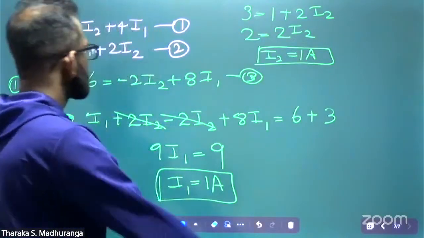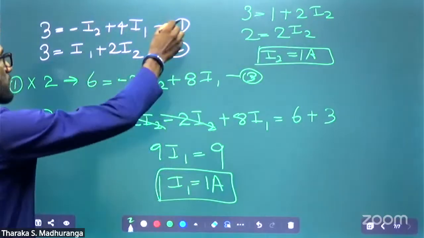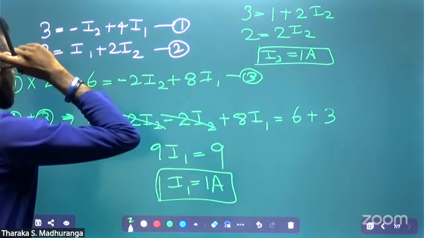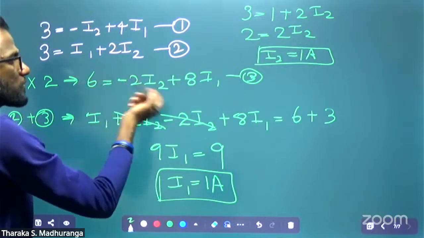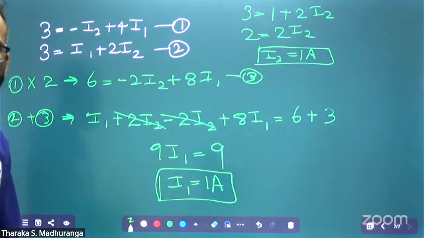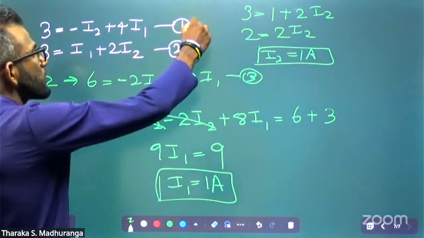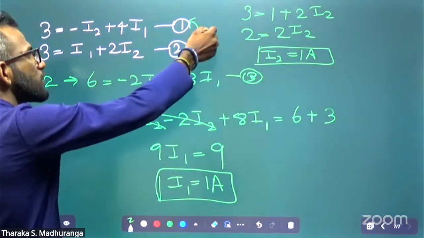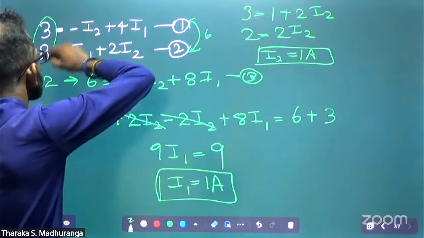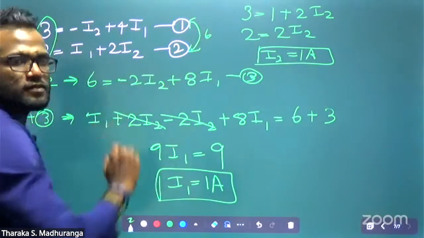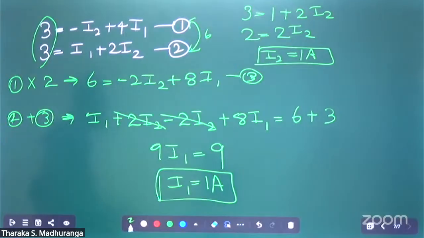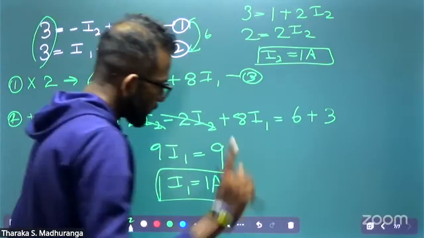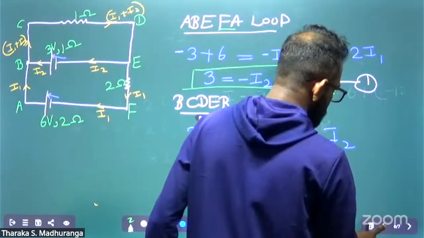No, it is not 6. First equation plus third equation, then it is 3 plus 6, it is 9, not 6. You can't add the first equation and second equation. If you add first and second, it is 6. The value is 6, but now 6 plus 3. Okay, try this one.